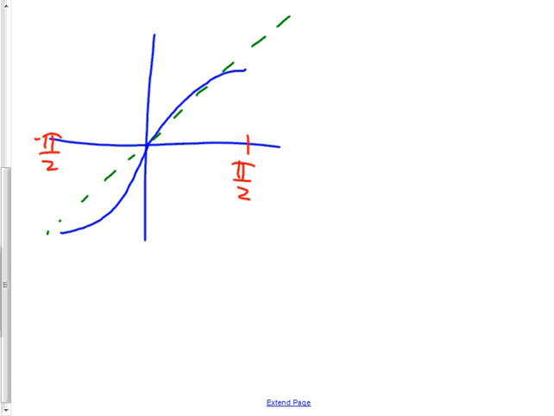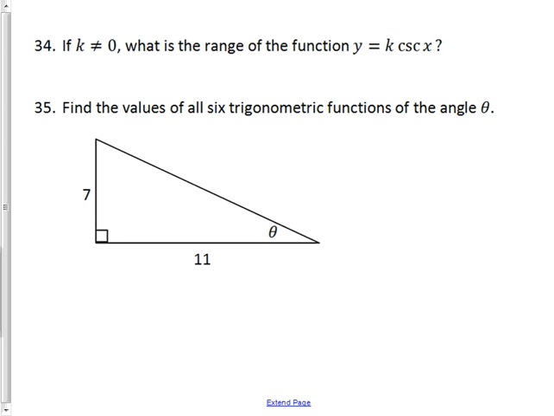So what's that for inverse sine? It's the range of inverse sine. The range of inverse sine would be from negative pi over 2 to pi over 2. And if the range of regular sine is from negative 1 to 1, then that's the domain of inverse sine. So the domain of inverse sine would be from negative 1 to 1. Okay, I think you get the idea on those.